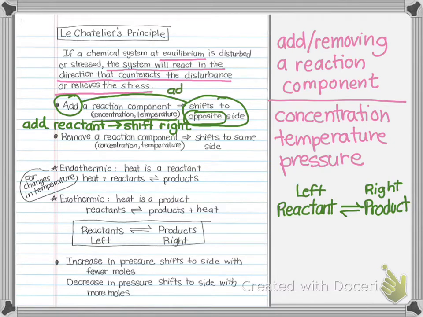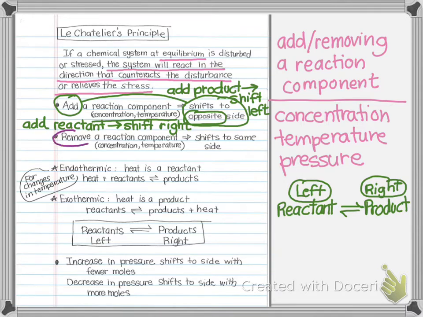If we add a product, which is on the right, it's going to shift to the opposite side, and we say shift left. And when we talk about shifting, when we shift right, which would be toward the product side, what we're saying is the reaction responds by making more products. If we shift left, then the reaction is responding by making more reactants. Okay, so adding causes us to shift to the opposite side.